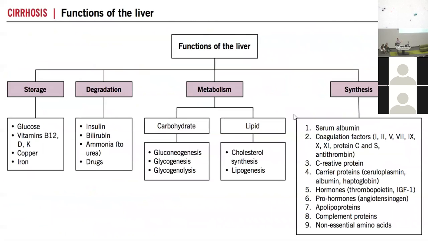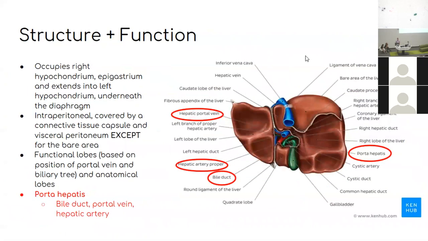Moving on to the liver, so just some functions for you all to look through. I'm sure you all know them. So structure and function of the liver. It sits up in your right hypochondrium, moves into the epigastrium, and some of it extends into your left hypochondrium underneath the diaphragm. It's an intraperitoneal organ. But the only part that isn't covered by anything is the bare area, just up there, which is in direct contact with your diaphragm.